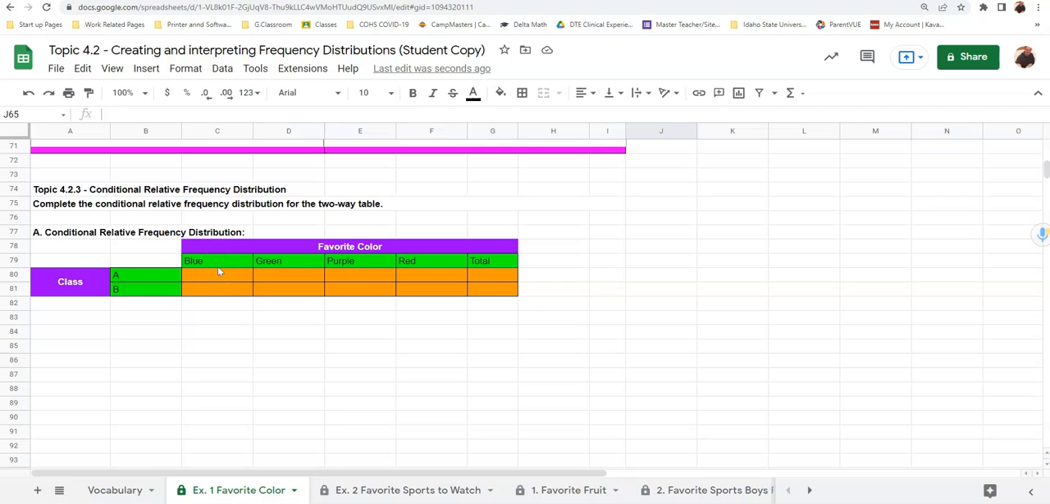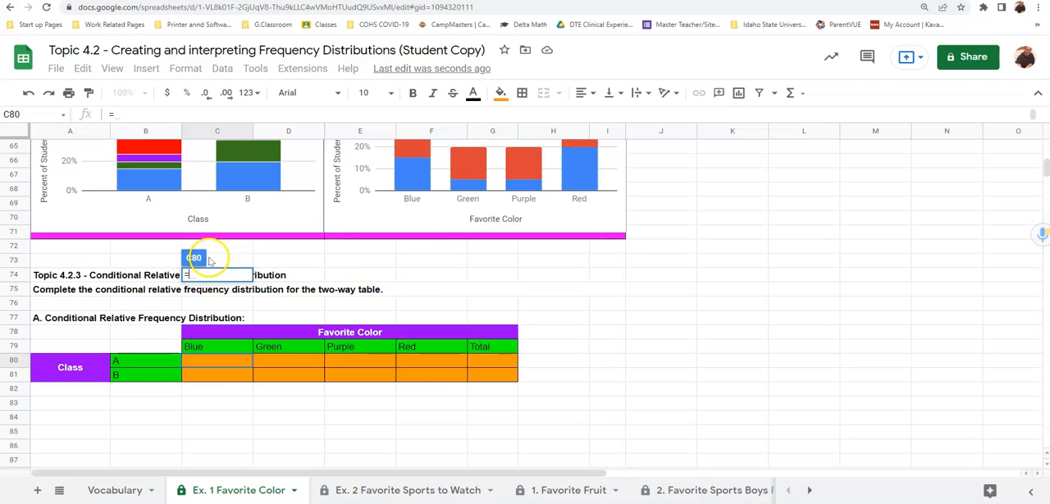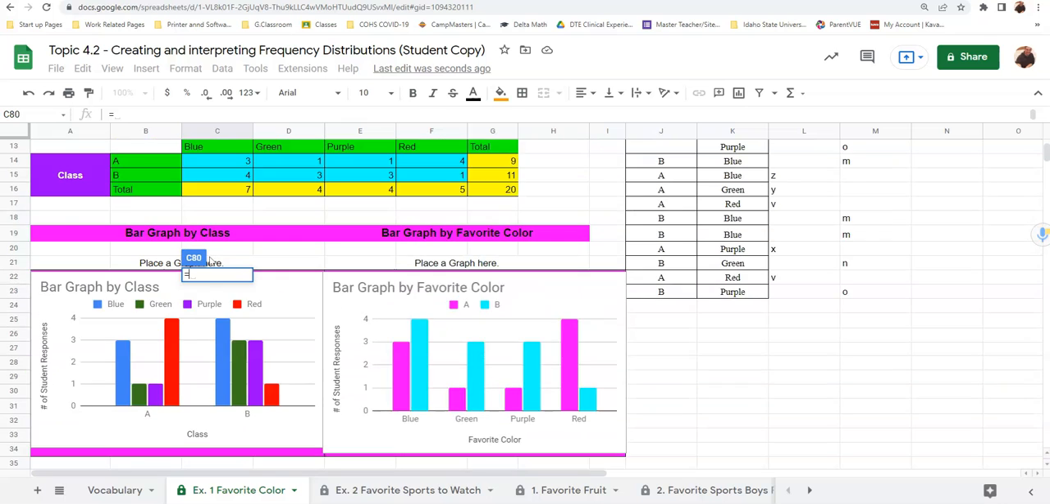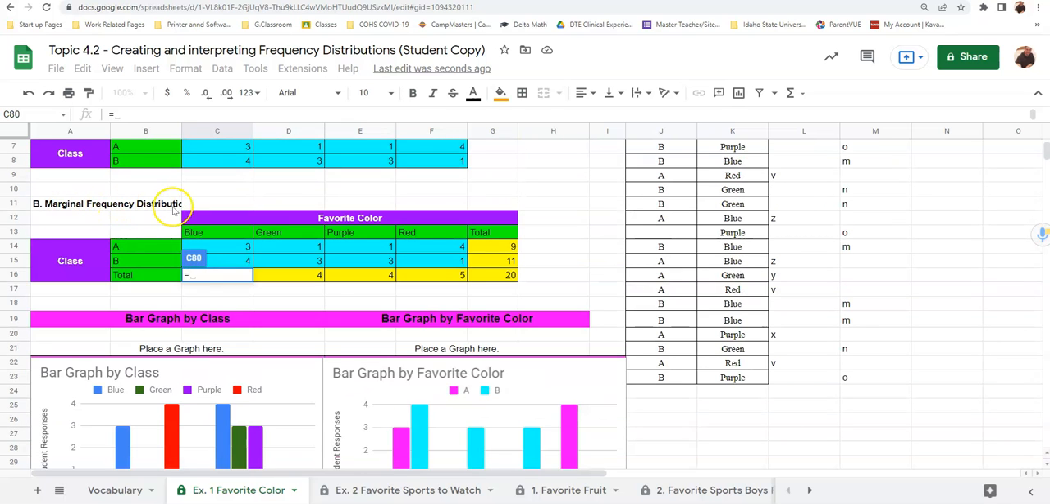So this time when we find our values, it's just like what we did in the last video. We're going to say equals, and we're going to go up to the marginal frequency distribution table and click on the same box that we are working with, so A, blue, but instead of dividing by the total of everything, we're only going to divide by the total of the A values, or of class A.